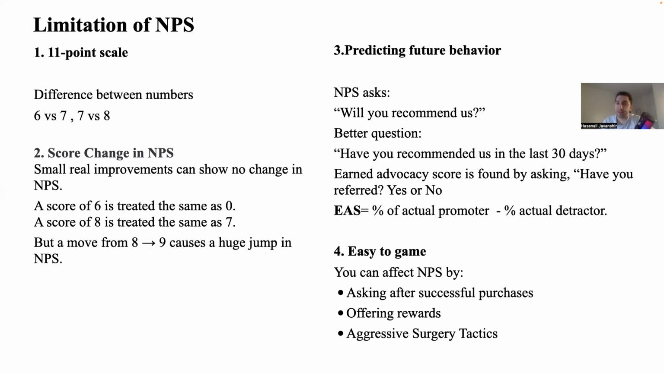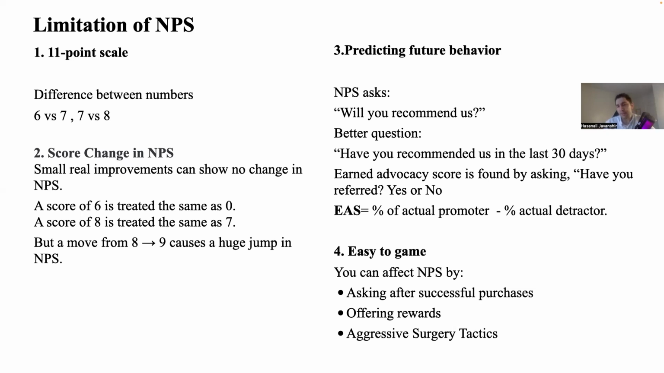Another limitation is score changes in NPS. So small real improvements can show no change according to NPS. For example, a score of six is treated the same as zero, which might not make sense for some people. And also a score of eight is treated the same as seven, but a move from eight to nine will have a big jump in the NPS score.